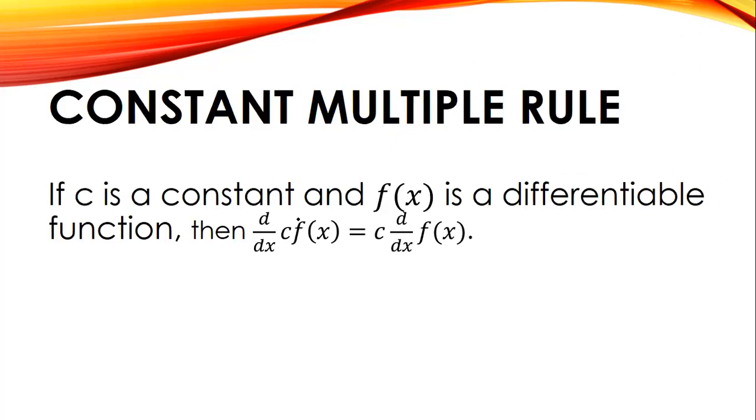So next is the constant multiple rule. So the constant multiple rule, para lang din siyang power rule. Siyempre, connected yung mga yan. So, for example, sabi dito, if c is a constant and f of x is a differentiable function, then the derivative of c f of x, so we have the constant, is equal to c multiplied by the derivative of the function.